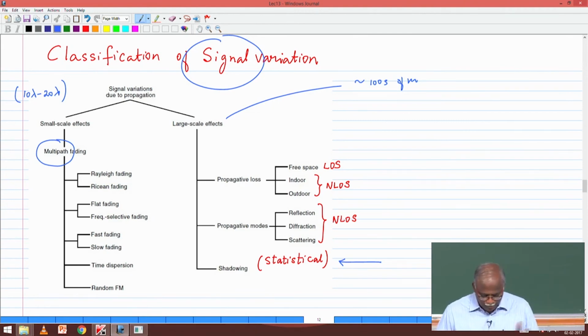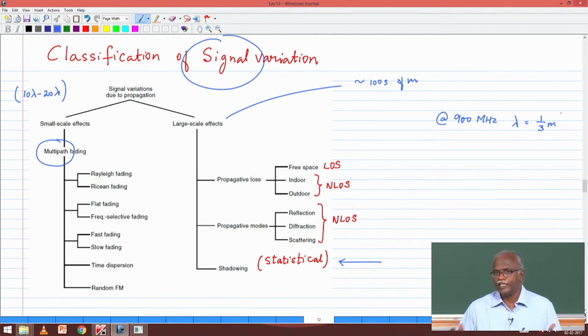Now, how small are the perturbations? I think we did a simple calculation last time, but let's do that again. If I'm talking about 900 megahertz, my lambda is 1/3 of a meter. We're talking about 20 lambda, that means around 6 meters. So small variations, that is the outer limit, are small scale variations. On the other hand, large scale means variations over 1 kilometer, 200 to 300 meters. So quite a big difference.